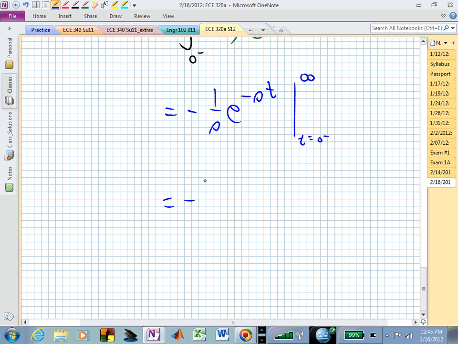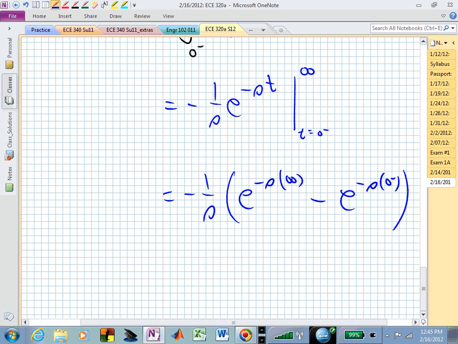This now is minus 1 over s. And remember, we are integrating with respect to t, so s's should remain in our function, but t's should be eliminated or evaluated in this particular case. We evaluate at the upper limit, and we subtract the function at the lower limit.